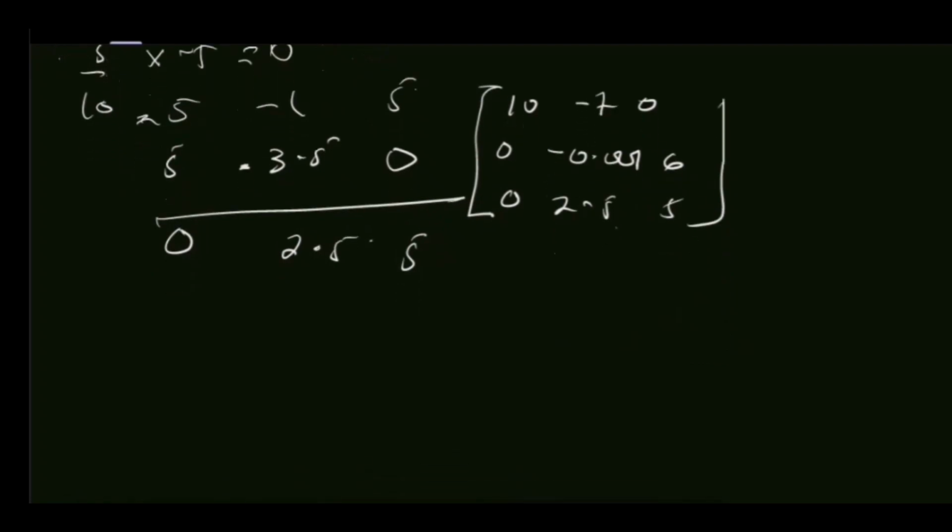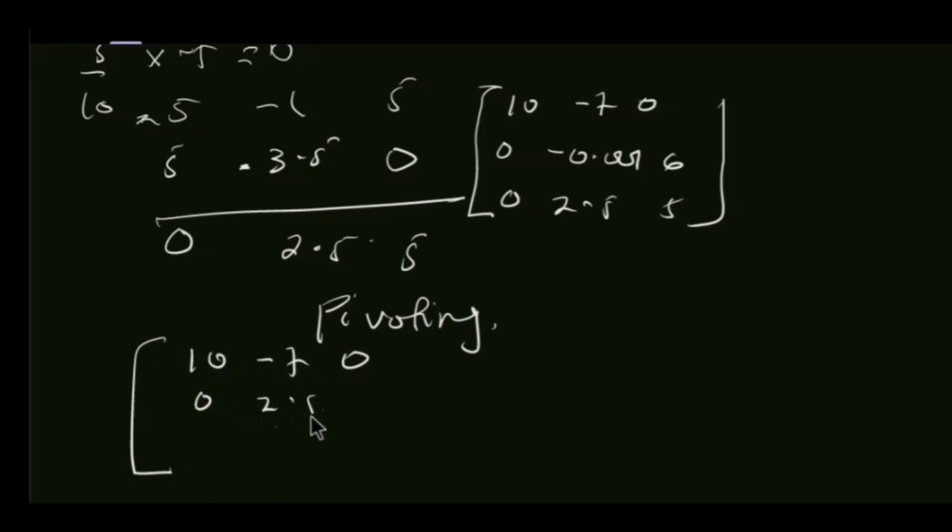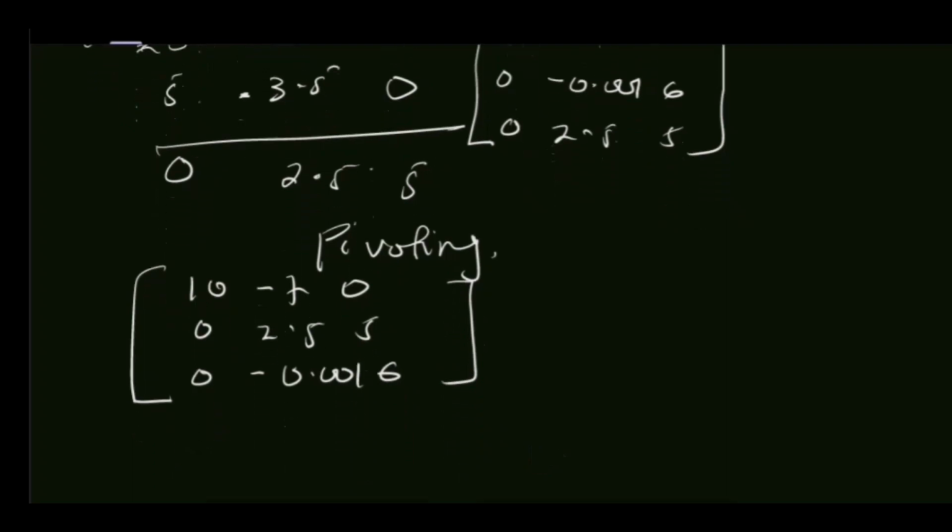At this point, the next thing I'm going to do is to eliminate this. But you know that I would get 2.5 over negative 0.001, and that will be a huge number and it will affect our values. That is where we introduce the pivoting. Pivoting means that you will be switching rows. So I'll switch my rows and I'll have 10, negative 7, 0; 0, 2.5, 5; 0, negative 0.001, 6, and this is where the pivoting has occurred.